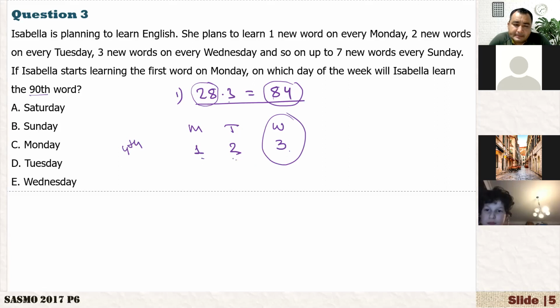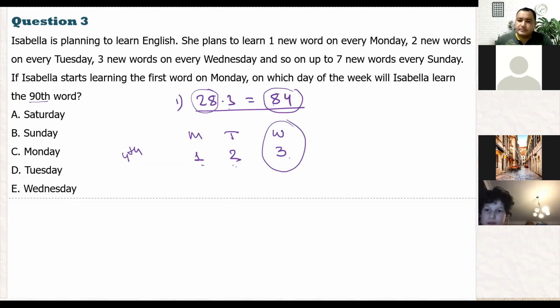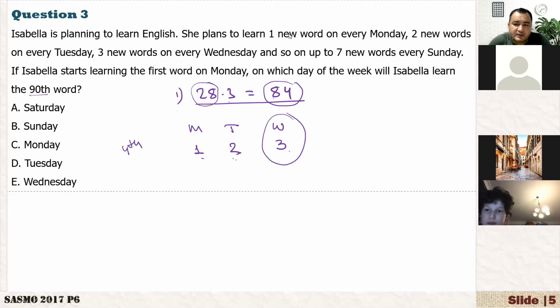Can you see that? I misunderstood. Did you understand now? Yes. Thank you. So actually she learns the 90th word on Wednesday, because when she starts the fourth week, that means she will have already learned 84 words. On fourth week Monday, 85th, Tuesday, 86th and 87th, and Wednesday, 88th, 89th, and 90th word. So that is Wednesday. Nazlı, did you get it? Yes, I got it. Good, very good.